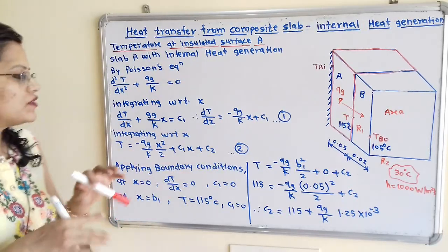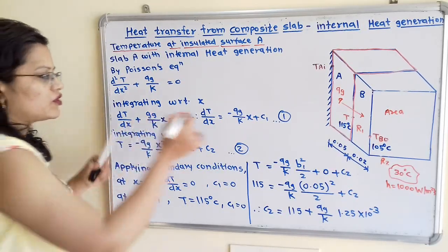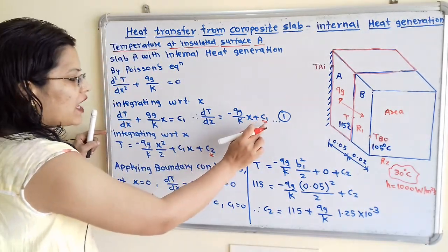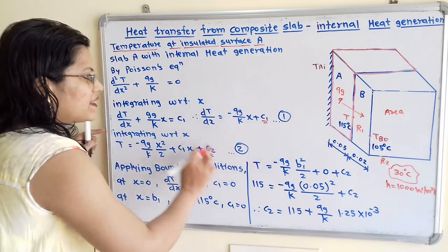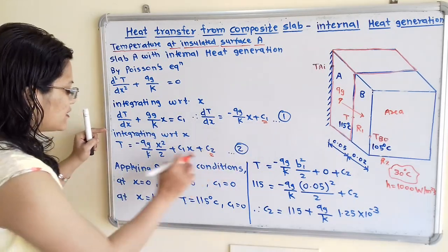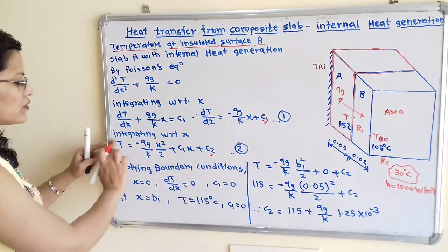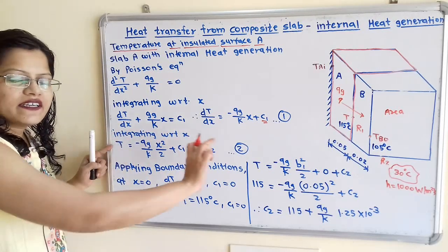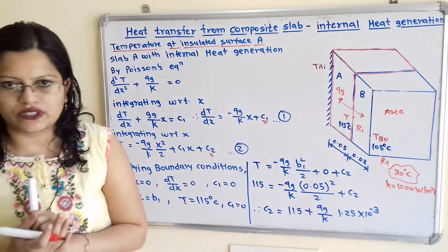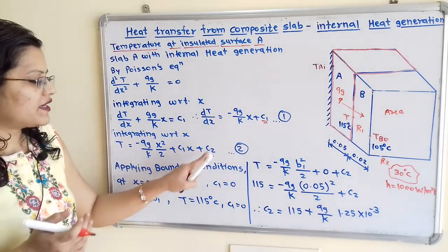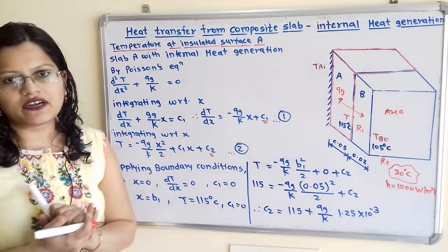Now if we observe here, C1 and C2 are both unknown terms. We have to find the values of C1 and C2, and then we will put these values of C1 and C2 in this equation, because this is the simplified form of T. Then we will get the temperature distribution equation. So how to find these unknown terms C1 and C2? We will apply the boundary conditions.